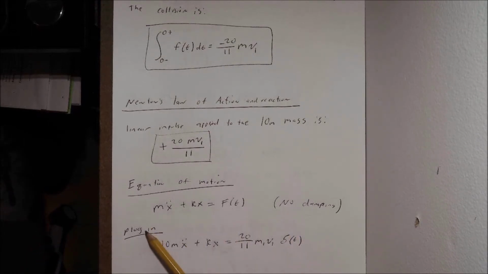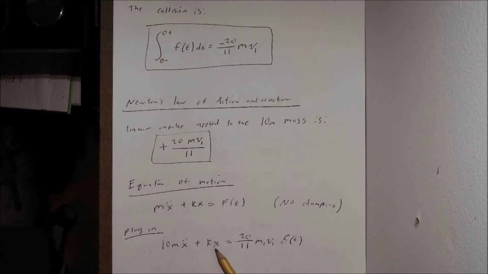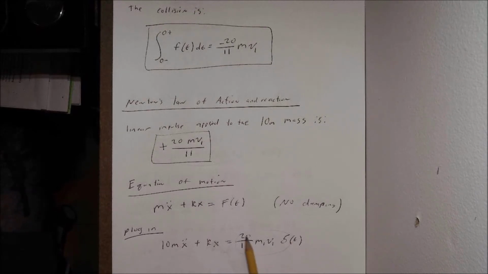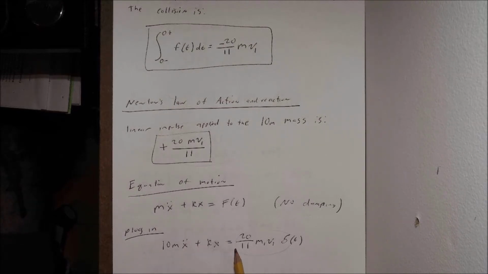So we can plug into this equation with our known values here, and we get the following. So for us, this is 10 m x double dot plus k x is equal to, now we have a right-hand side of the equation, again, from Newton's law of action reaction and Newton's second law from linear impulse, we have 20 over 11 times m v1 times delta t here. So now we have a right-hand side of our equation. We have our equation of motion for our specific one with our mass of 10 m. So now we have this relationship here.